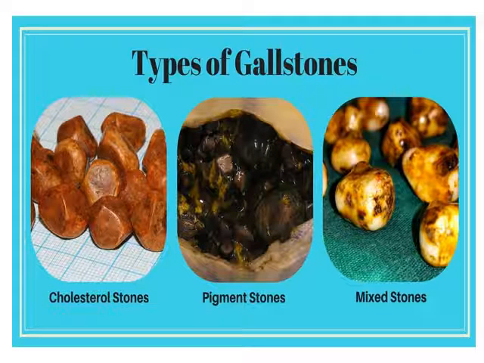See the different stones. First is cholesterol stone, next is pigment stone, and third one is mixed stones. You see, in cholesterol stone, these are multifaceted, small and light color, and pigment stone are black, brown in color, and this is the third one, mixed stones.